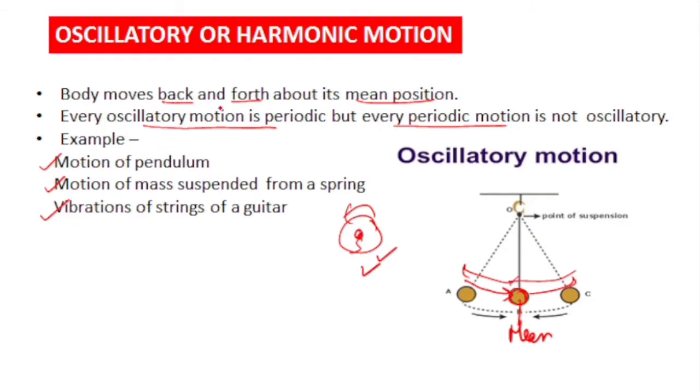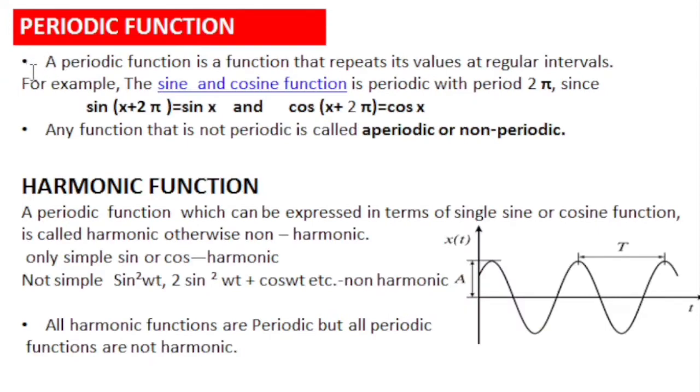If the body does not move to and fro, then that type of motion is called non-oscillatory motion. After this, oscillatory motion may be harmonic or non-harmonic motion. So what do we mean by harmonic motion? What do you mean by non-harmonic? I will discuss after periodic function. The periodic motion is represented by this periodic function. Now, what is this periodic function?